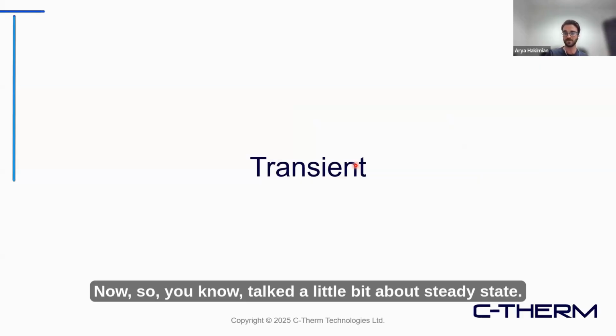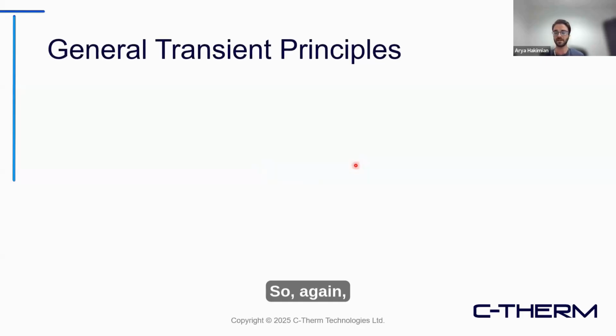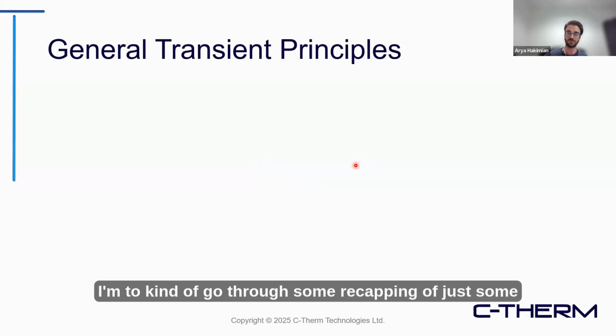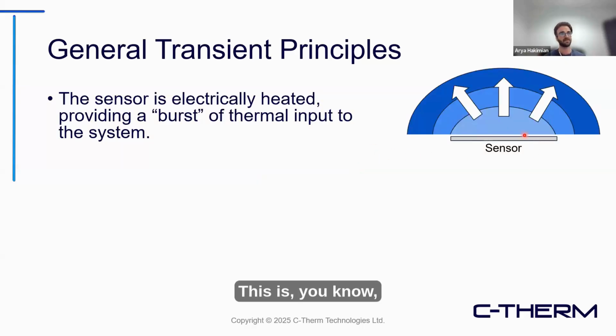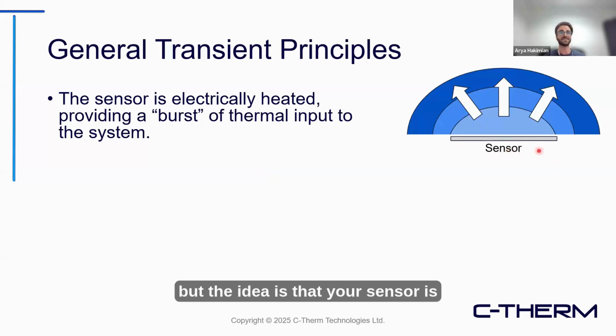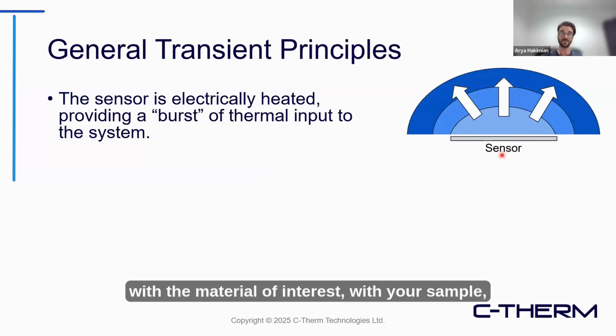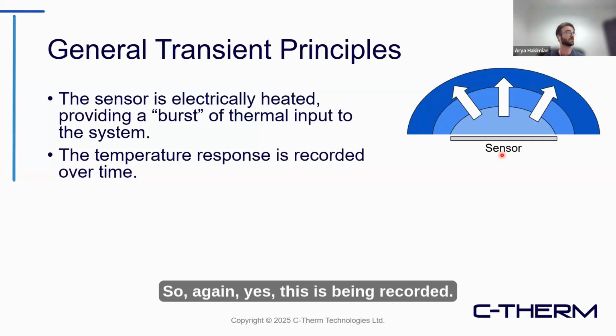Now, so, talked a little bit about steady state. Going to pivot here into some of the transient methods. So again, going to go through some recapping of some general pointers behind transient. This is, depending on the specific method involved, a little bit generalized here, but the idea is that your sensor is placed in contact with the material of interest, with your sample, and it's electrically heated. So this is providing a pulse or a burst where the heat is being monitored as a function of time. So again, yes, this is being recorded.